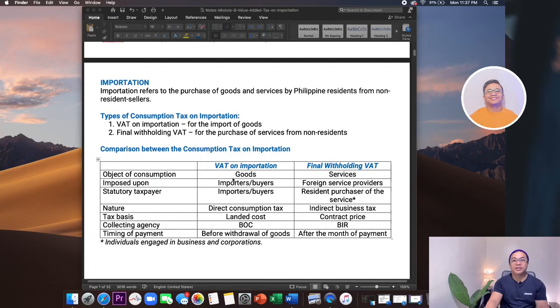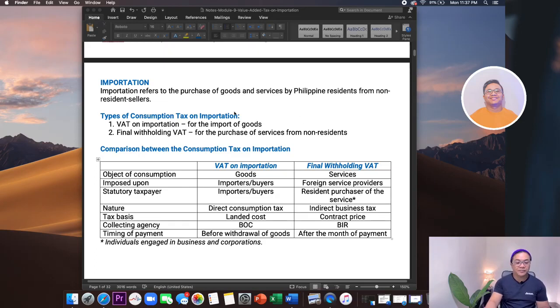What is importation? Importation, in simple terms, is the import of goods or services by Philippine residents from a non-resident seller. Filipinos buying from non-resident sellers.